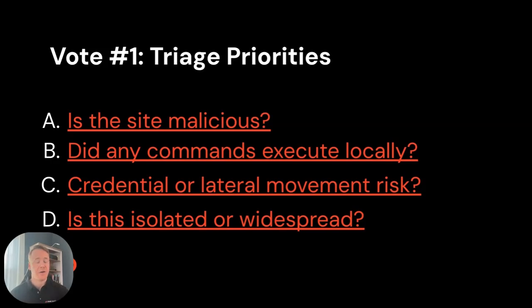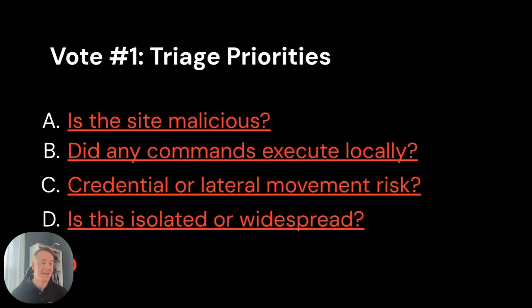Then we need to consider what data might contain the answers to those questions, right? And where that data is located. And then once we review that information, that evidence, then we can make a determination around what that means and where the investigation and response should go. So with all that in mind, what are your votes on triage priorities?